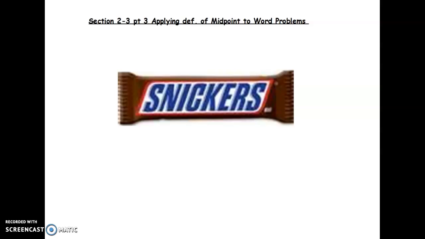So taking a look at this Snickers bar, who doesn't love Snickers, right? If you were going to share this with somebody, you would break it down the middle, right? And so that you would have two equal pieces. Well, a midpoint is kind of like that same idea.